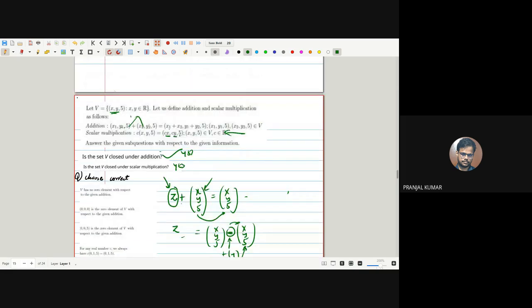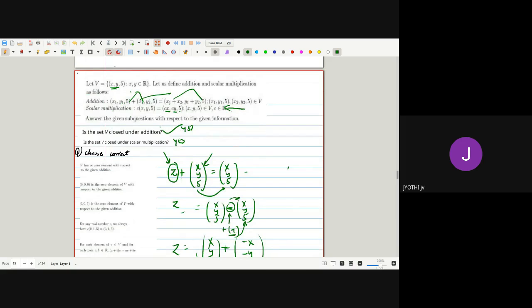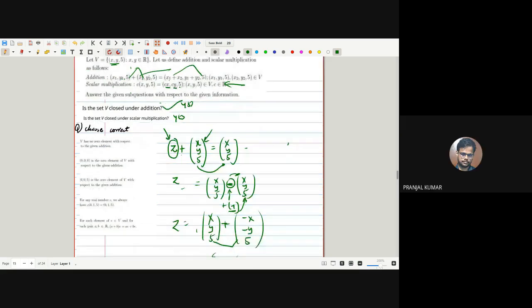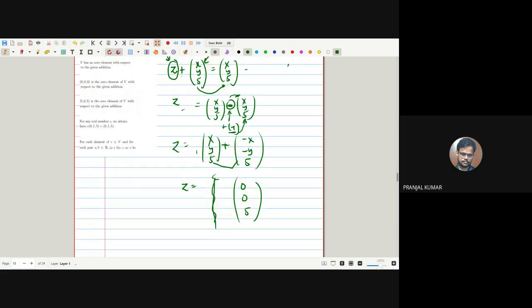Yes or no? Are you getting this? I have followed this addition operation. So according to the new definition, we have to consider the third component as always 5, whatever operations we are doing, right? So now you have got this element as z.